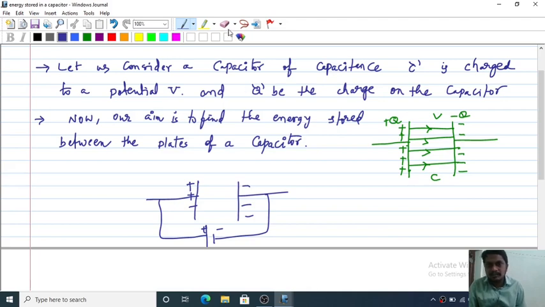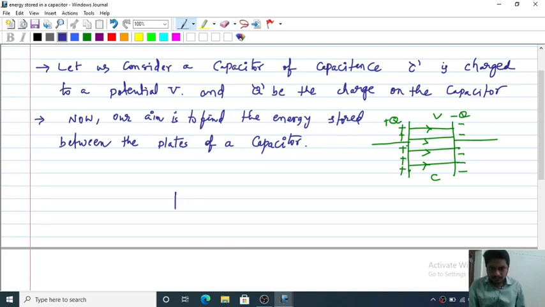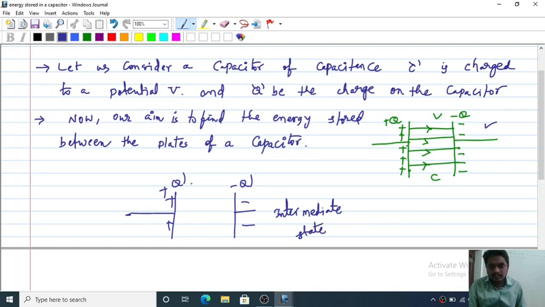Okay, I'm taking one intermediate state in the process of charging, where the capacitor plates have charges plus q dash on one plate and minus q dash on another plate. This is a positively charged plate and this is a negatively charged plate. This is an intermediate state, and that is the final state.